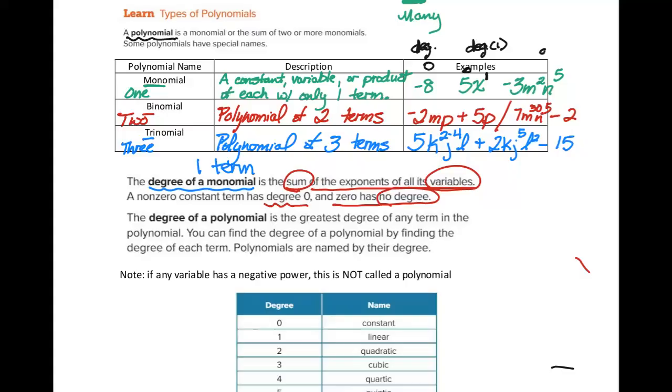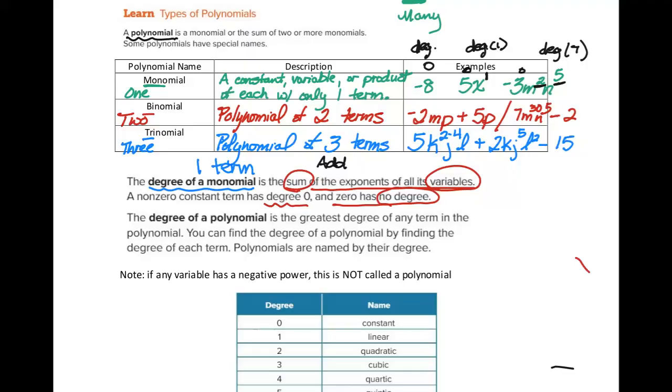And the degree of my last monomial, I have a 2 and I have a 5. You need to add. It says the sum. That means we need to add them all together. So 2 plus 5 gives me a degree of 7. This will be a degree of 0, 1, and 7. Okay? Any questions on that?